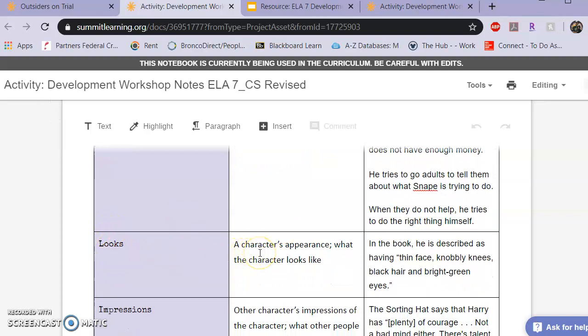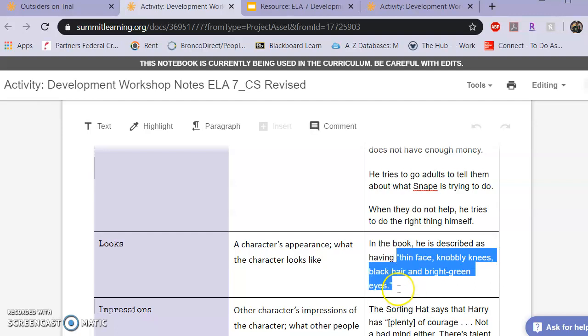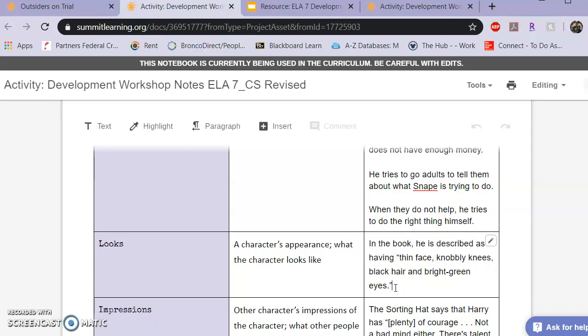Okay, in these next two. Looks. These are a character's appearance, what the character looks like. So in the book, Harry is described as having a thin face, knobbly knees, black hair, and bright green eyes. Okay, so you notice how I did quotation marks here because that's actually from the book. We are going to be taking parts of the book and putting them into our project. Just because we're in a different project doesn't mean that stops. This continues on. But luckily for you, the book is online, so you can copy and paste a lot of this stuff.